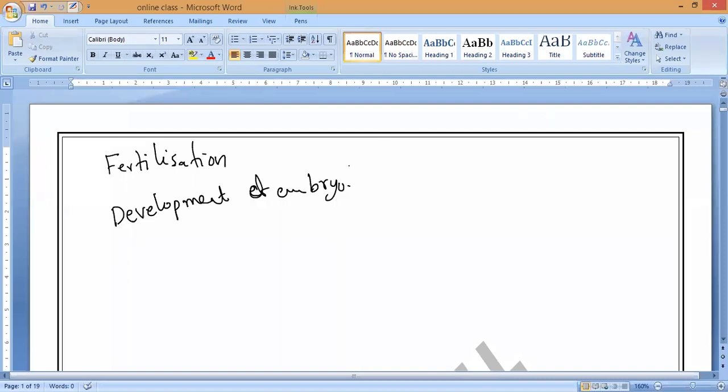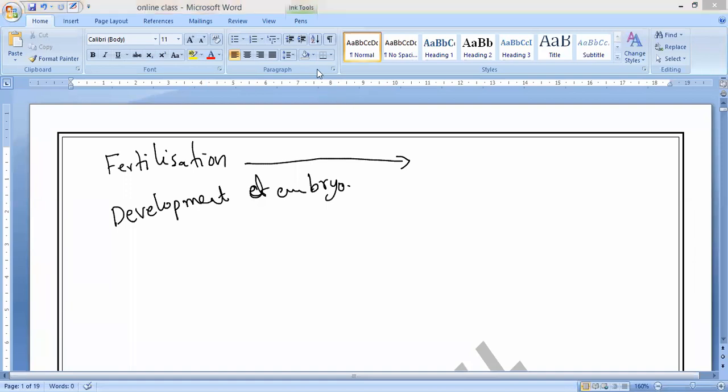Where will the fertilization take place, Arvind? Fertilization will take place where? I understand my question. Where will the fertilization process be carried out? Anybody? Embryo. I am not asking embryo. Where will the fertilization process take place? Fallopian tubes. If you are not understanding my question, you have to listen. So where will fertilization take place, that is what I am asking.